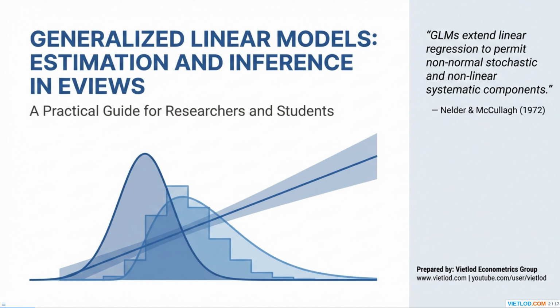They allow us to model relationships even when our data doesn't fit the classic assumptions, specifically when we have non-normal errors or nonlinear relationships. For instance, if you're trying to model the number of patents a firm produces, you're dealing with count data that can't be negative and isn't normally distributed. A standard regression would be inappropriate, but a GLM is perfect for this scenario. So, why exactly do we need to move beyond the standard methods we're all familiar with? Let's look at the limitations of ordinary least squares.